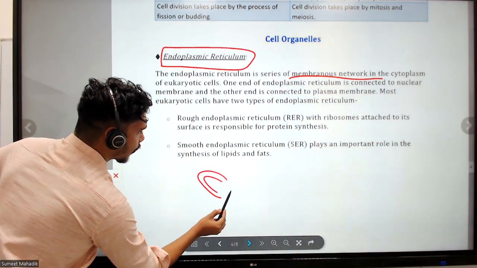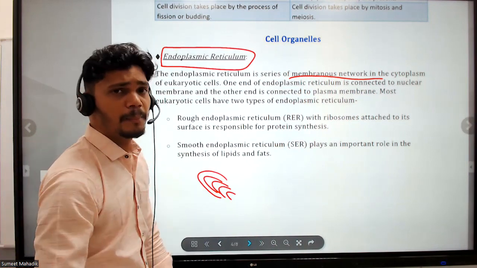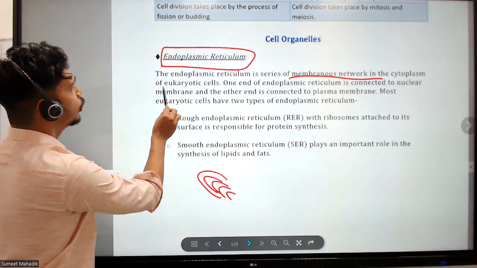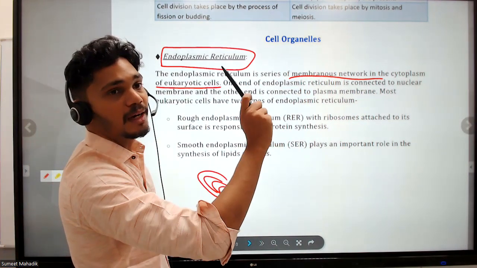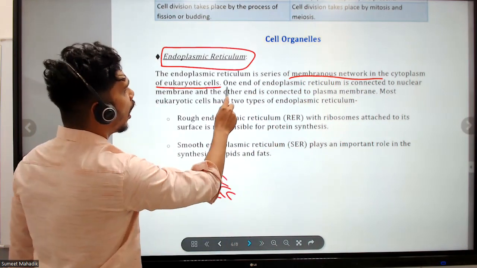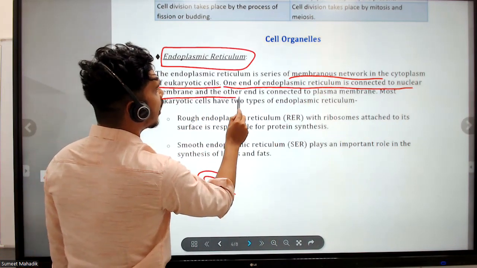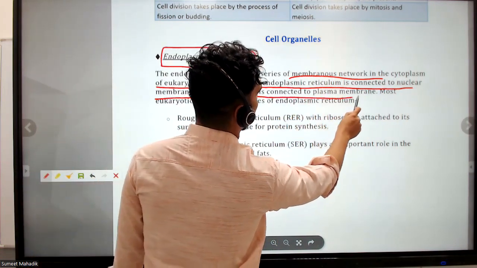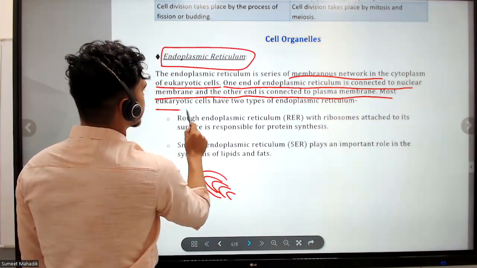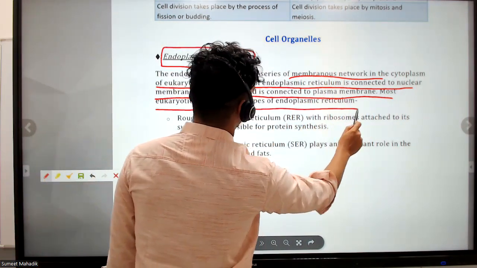So it's like, बहुत सारे क्या होंगे? Membranes रहेंगे, of eukaryotic cell, will not be found in a prokaryotic cell. One end of the endoplasmic reticulum is connected to the nuclear membrane and the other end is connected to the plasma membrane. Most eukaryotic cells have two types of endoplasmic reticulum.